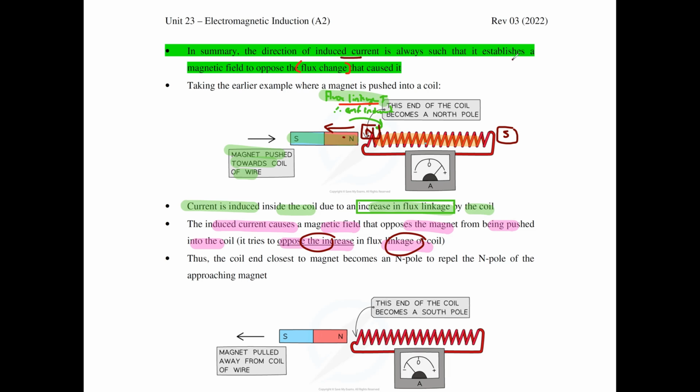So that's why, Lenz's law, you can think of it as something like this: your induced current tries to make a magnetic field to oppose the flux change that was causing it in the first place. If your case here is that you have an increase in flux linkage, Lenz's law will say that you are trying to oppose that flux increase. The only way you can oppose that flux increase is if this one is a north pole here.